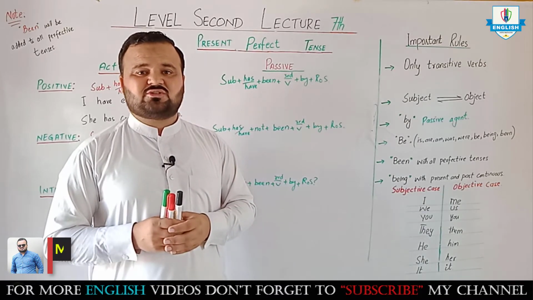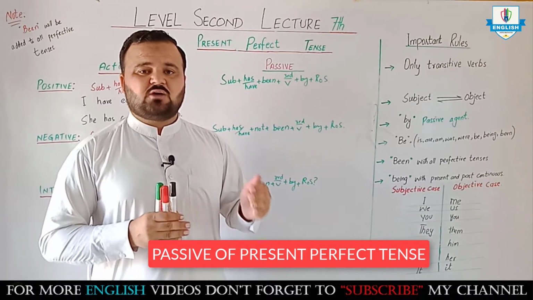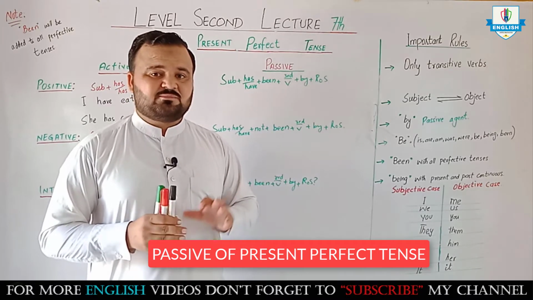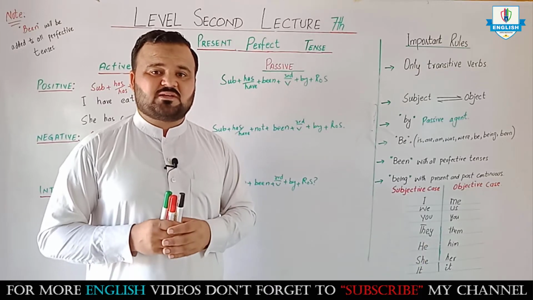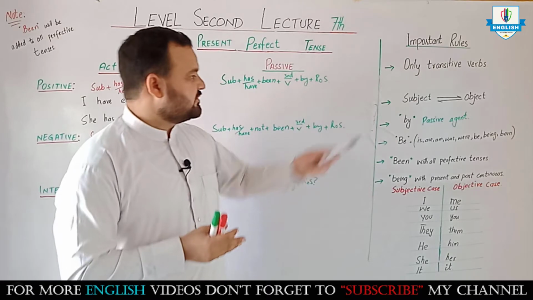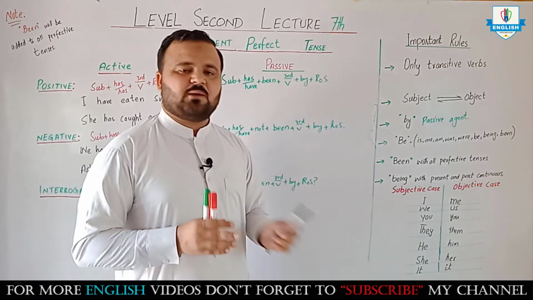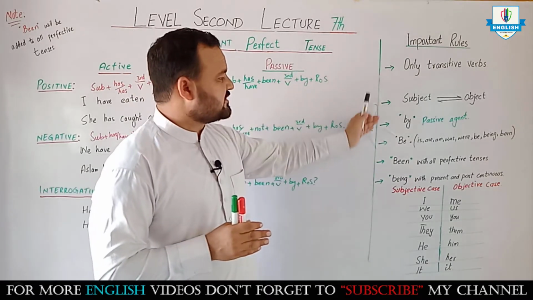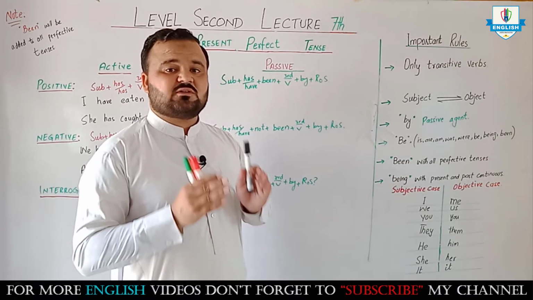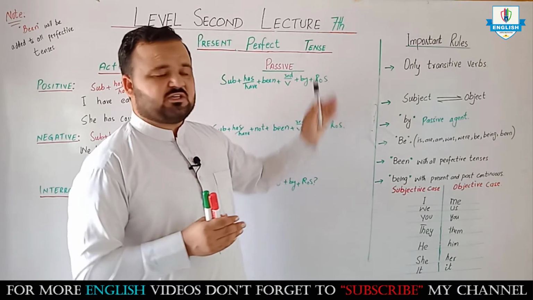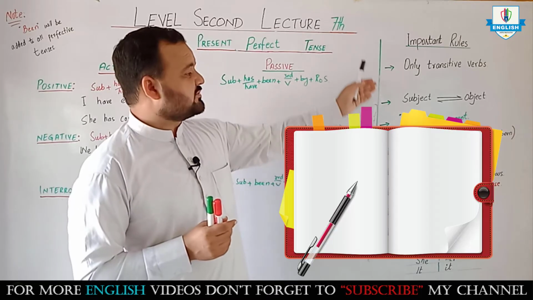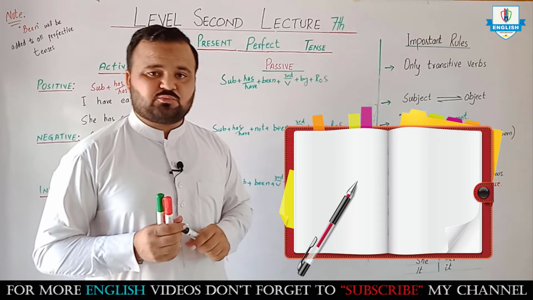In this lecture, I will be talking about how to make passive of present perfect tense. Present perfect tense के passive हम किस तरह बना सकते हैं? You must have these points in your mind. आपके mind में ये सारे points होने चाहिए. If you don't remember these points, you cannot change active sentences to passive sentences. Write these points in your notebooks.